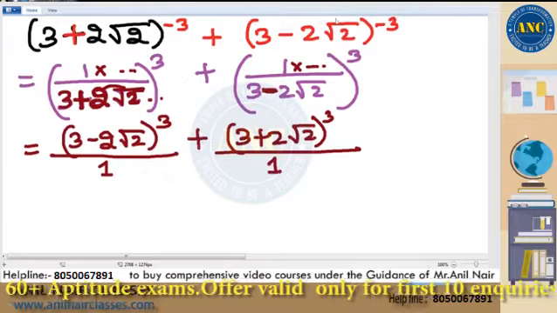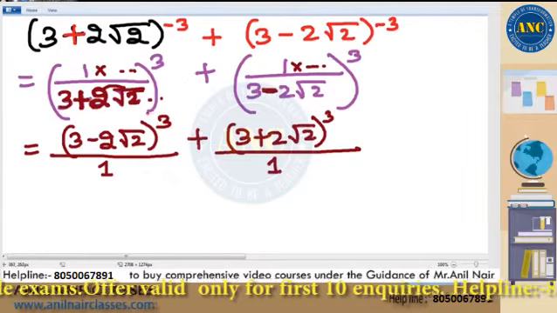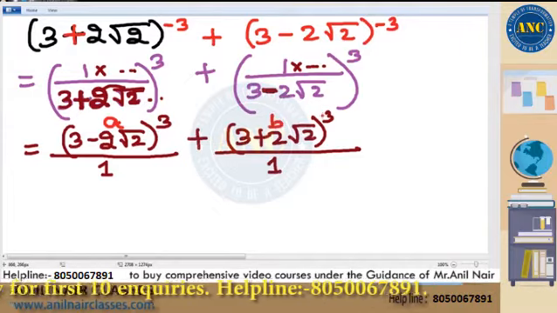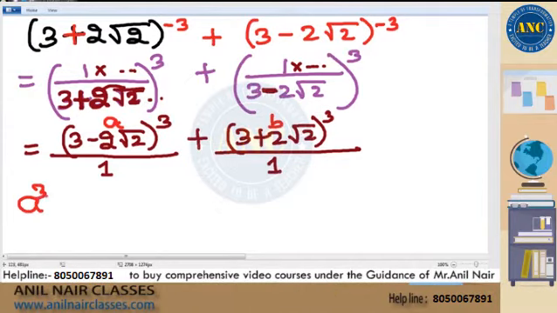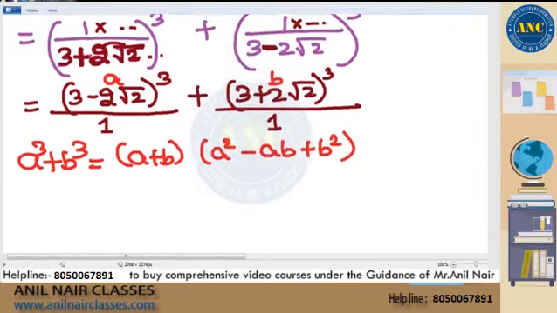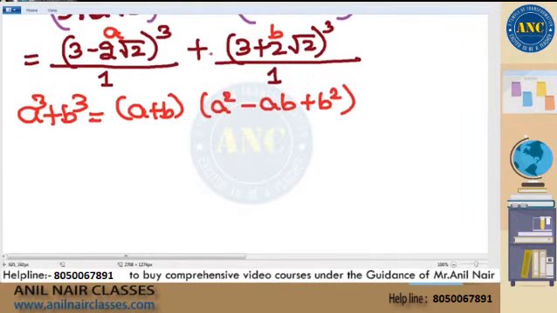Now, can I say this value is a? So it becomes a cube. This value is b, it becomes b cube. a cube plus b cube, from our algebraic identity, is a plus b into a square minus ab plus b square. The a value is 3 minus 2 root 2, the b value is 3 plus 2 root 2.